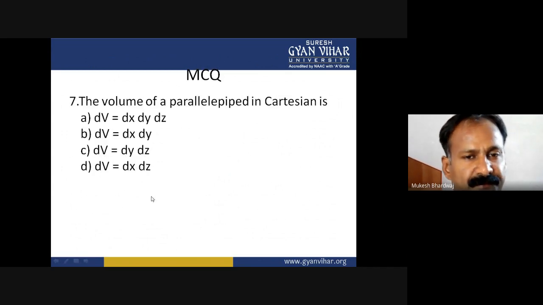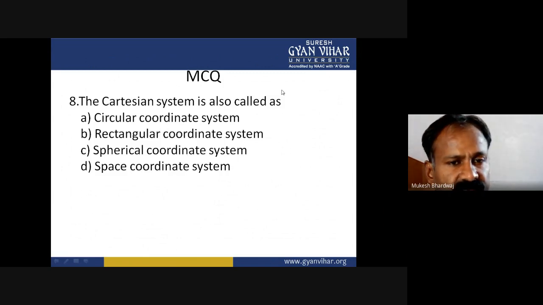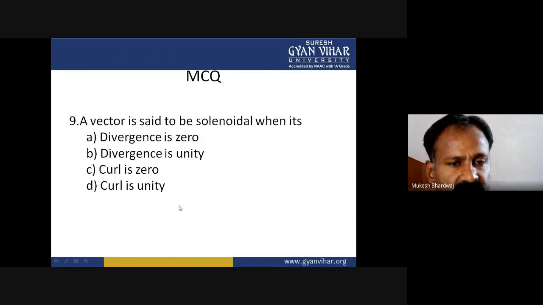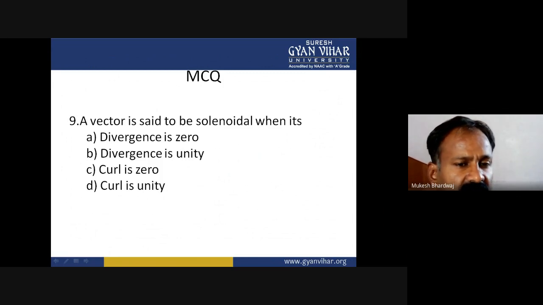The volume of a parallelepiped in Cartesian is, choose the appropriate answer. The Cartesian system is also called the space coordinate system. A vector is said to be solenoidal when its divergence is zero, divergence is unity, curl is zero, or curl is unity. So choose the appropriate answer.